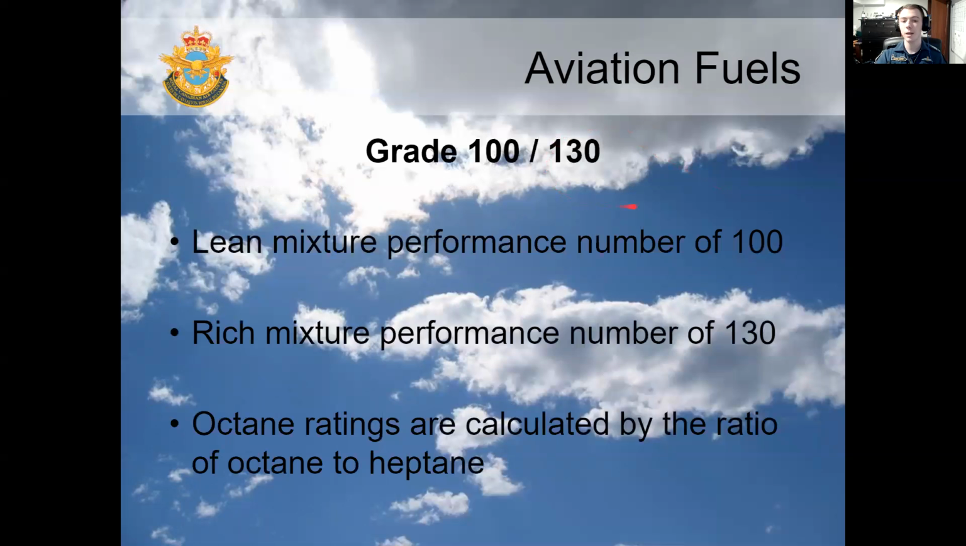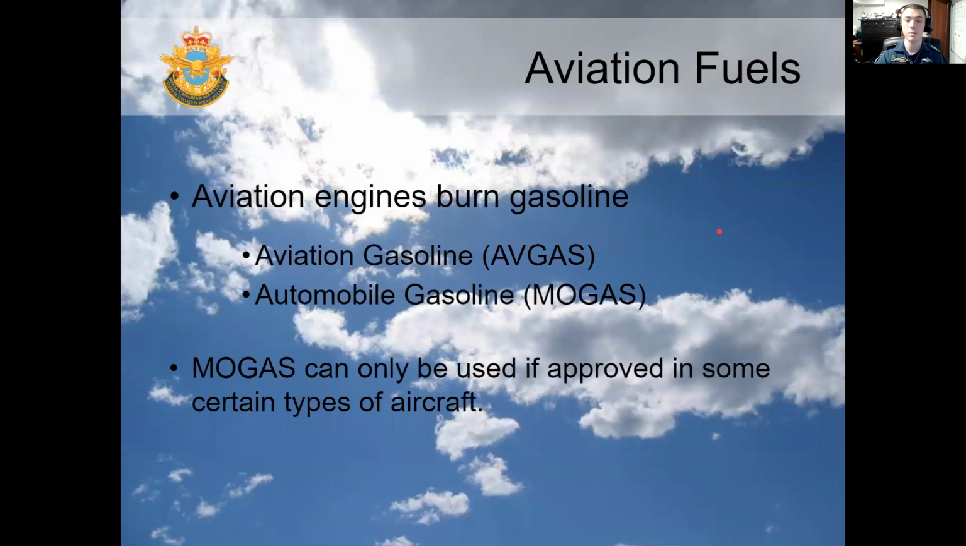So here's an example. We have our lean mixture performance of 100 and then a rich mixture of 130. And so this is, again, the ratio of octane to heptane. We have two types of gas: avgas and MOGAS. There are some aircraft that are designed to operate off of MOGAS, but in general, you must use avgas. So you can't really fill up a jerry can at your local gas station and just dump that into a Cessna. Cessnas are designed to burn avgas.